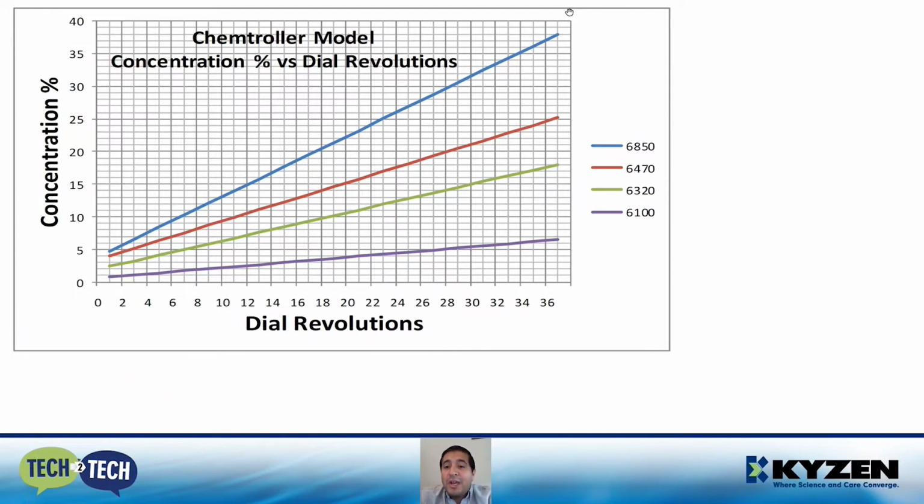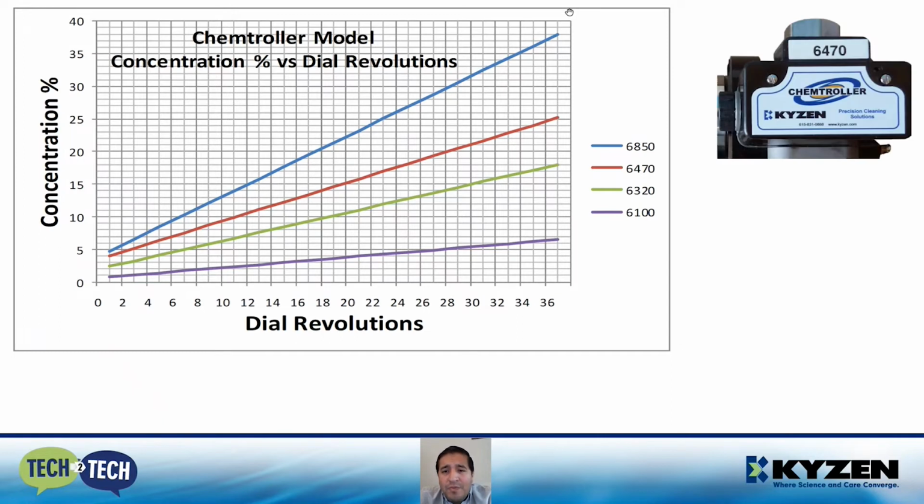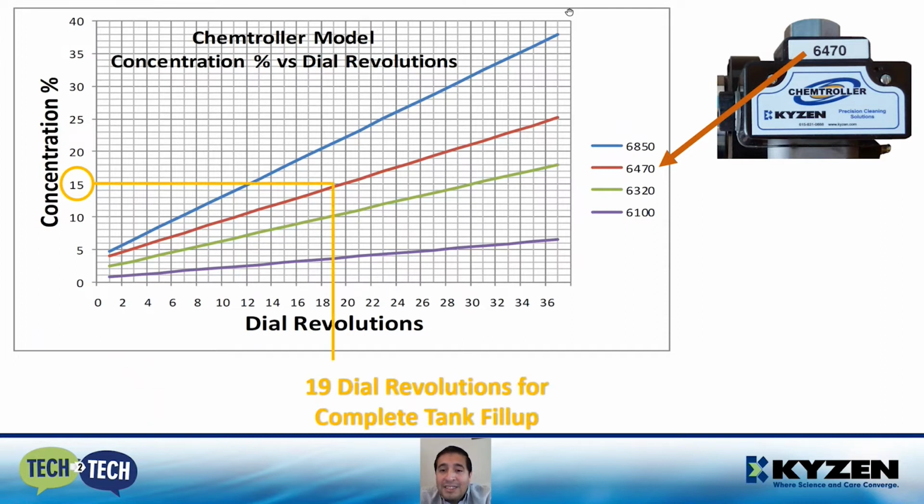Before we were showing a controller, which model was 6470. So we will be working with only the red line of the graph, which is set up for that specific model. For a 15% concentration, it says it requires 19 dial revolutions. This would be the setup you will use when you require the controller to make a complete fill up of the washing tank. But once the wash tank is filled, the washing equipment starts normal operation.